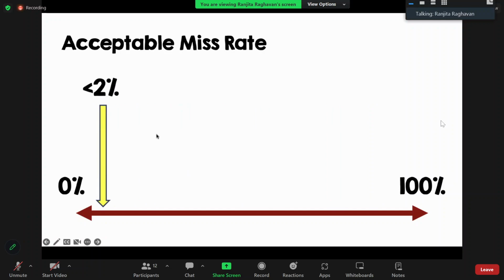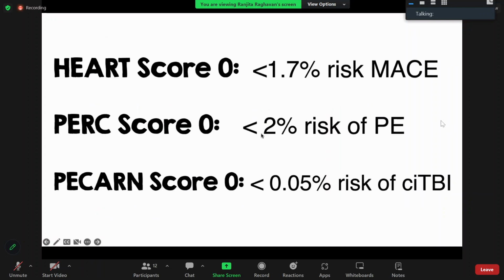Ideally, we want to have less than a 2% miss rate. And all of these, the HEART score, the PERC score, the PECARN score, all of them still have a bit of a miss rate as well. So they're not foolproof. So you should always follow your gestalt and really take into account some of the other things that we've talked about, besides just solely looking at a HEART score or PERC or PECARN.